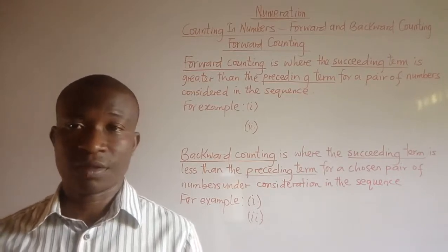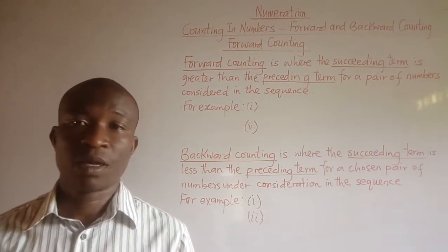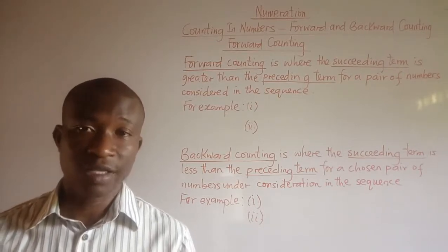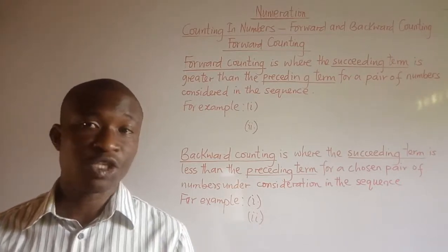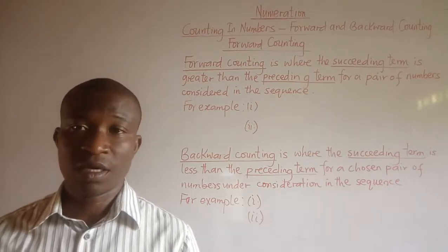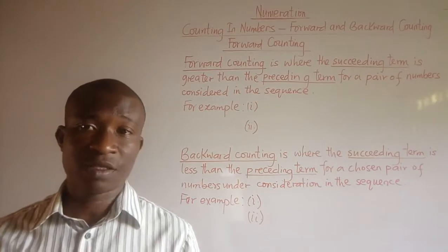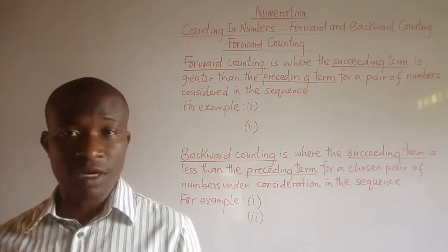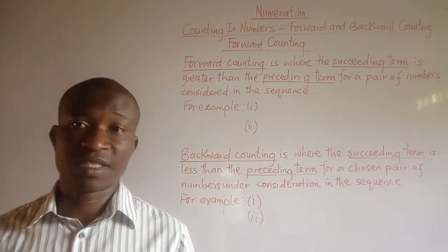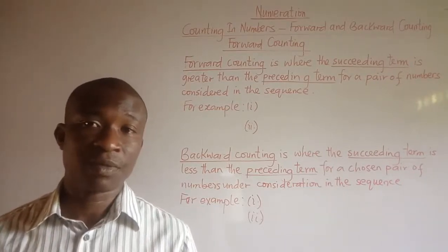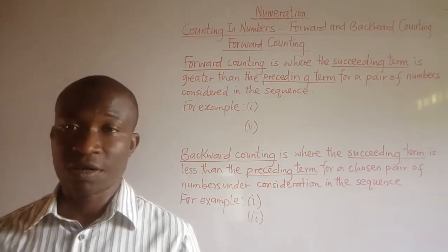Forward counting in numbers. Forward counting is where the succeeding term is greater than the preceding term for a given or chosen pair of numbers in the sequence. Succeeding term means that the term comes after another or is later than another, and preceding term means that the term comes before another or is earlier than another.